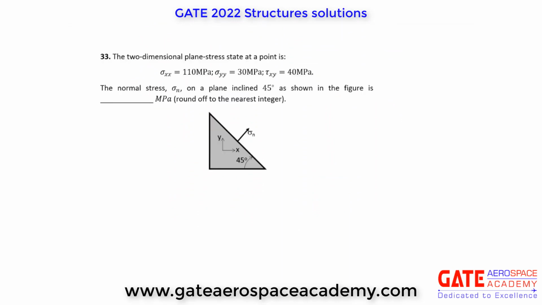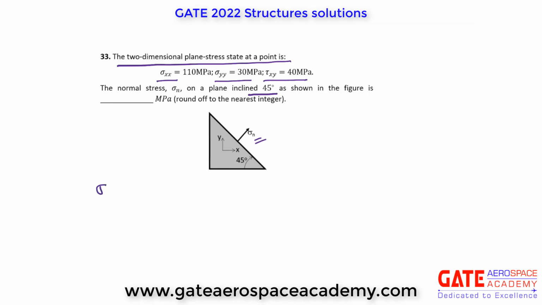Question number 33. The two-dimensional plane stress at a point is: sigma xx is given, sigma yy is given, tau xy is given. The normal stress sigma n on a plane inclined at 45 degrees as shown in the figure is. So we have to find the normal stress on this plane inclined at 45 degrees. So we know the formula to find the normal stress on any plane inclined at any angle.